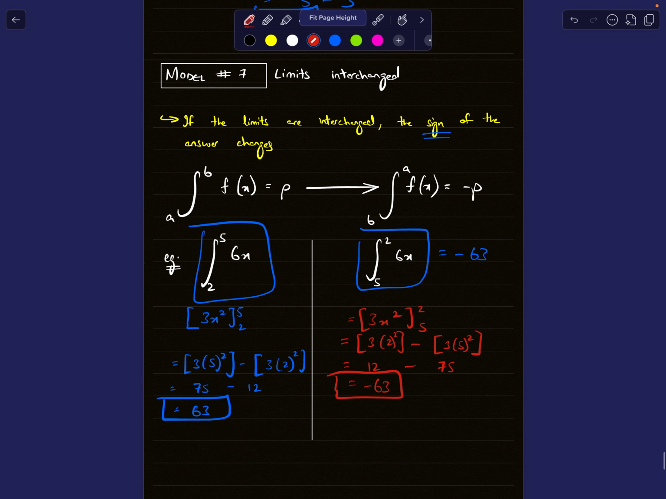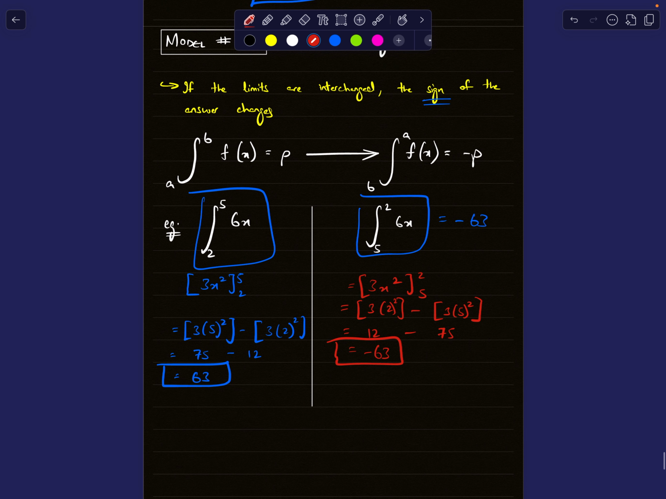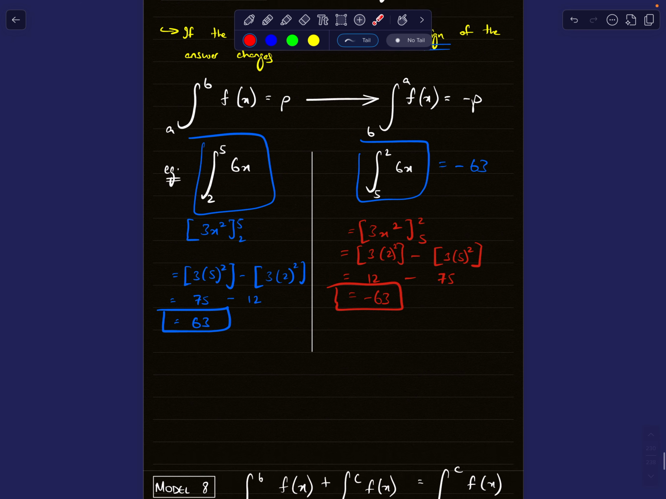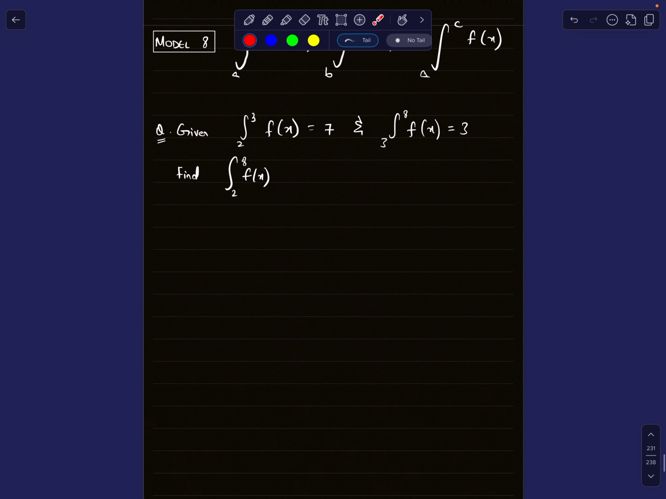So this was the concept. The limits being interchanged means the signs would be swapped. If the examiner makes you solve this first, he will assume that you know that the answer of this is minus 63. But in order to prove it to you, I solved it fully, that this rule is correct. Absolutely correct.